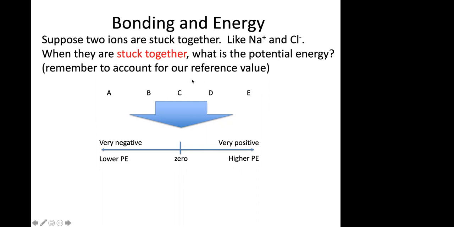Where would you place the potential energy on this scale? Do you think the potential energy would be at position A, B, C, D, or E? I'm going to shoot you that as a polling question. The cation and the anion have come together. Where do you place them on this?